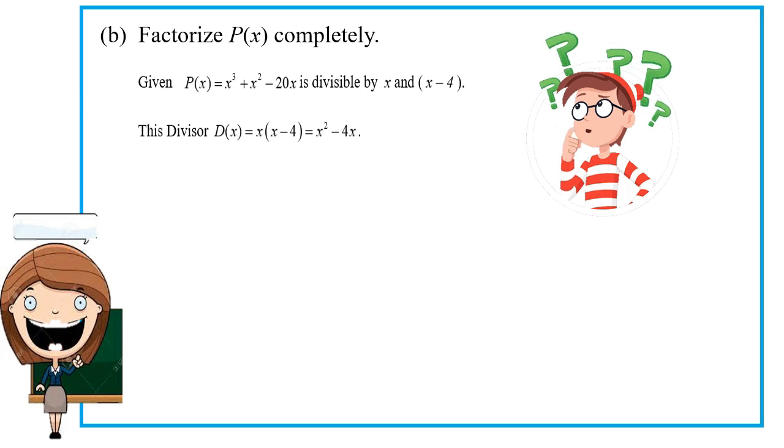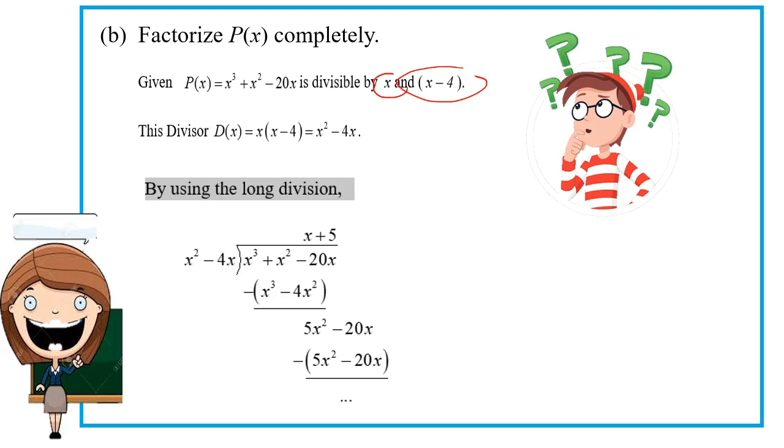B, we are going to factorize p(x) completely. Since the polynomial is divisible by x and x minus 4, that means both of these are factors. So we expand the factors, the divisor, as x squared minus 4x, and we use long division to find the third factor here. And we must make sure that there is no remainder. The remainder should be 0.